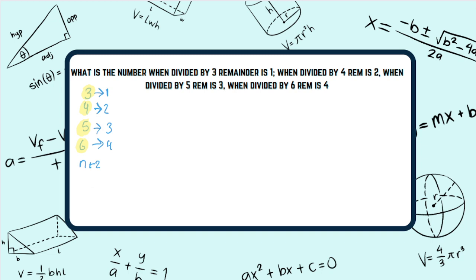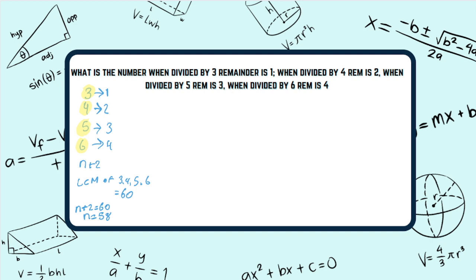So now what we have to do is find the LCM of 3, 4, 5, and 6. Okay? And the LCM of these numbers is 60. So this is the least common multiple of all these numbers. So n plus 2, the lowest value it could be is 60. So that means the lowest value n could be is 58.